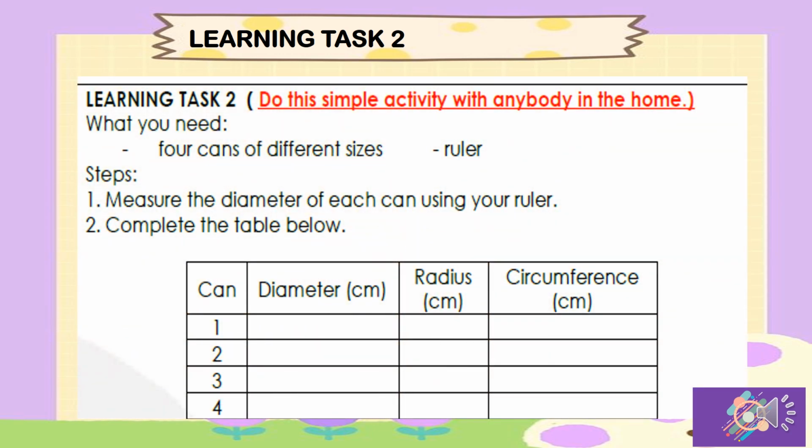For learning task 2, do this simple activity with anybody in the home. What you need is 4 cans of different sizes, and a ruler. So what are the steps? Number 1, measure the diameter of each can using your ruler. And number 2, complete the table below. So you have 4 cans, and you have to find the diameter of the can, the radius, and the circumference.